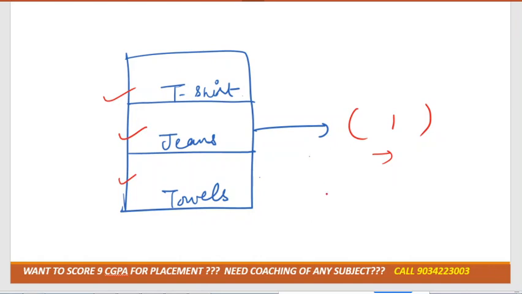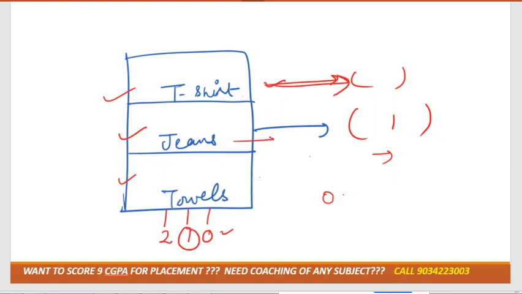Now I make a rule. Here we have the select lines: this one is 0, this one is 1, this one is 2. Just imagine that there are three buttons. If you press 0, the t-shirt will come out. If you press 1, then jeans will come out. And if you press 2, then the towel will come out. Any doubt up to here?